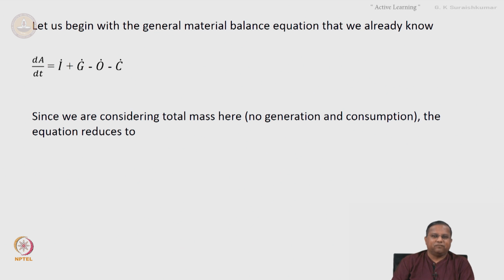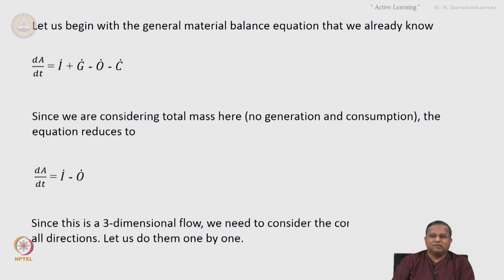Therefore, there is no question of any generation or consumption, and therefore the equation will reduce to: the accumulation rate is input rate minus output rate. And since this is a 3-dimensional flow, we need to consider the contributions from all the directions x, y, and z, and let us consider them one by one.